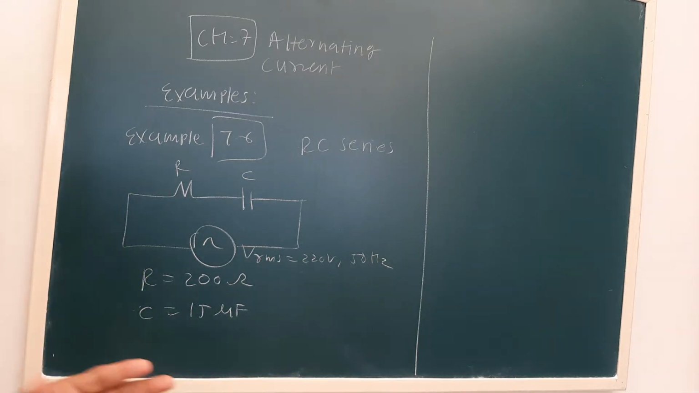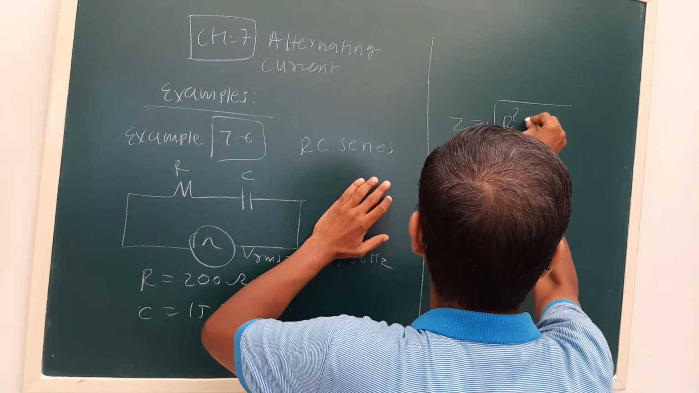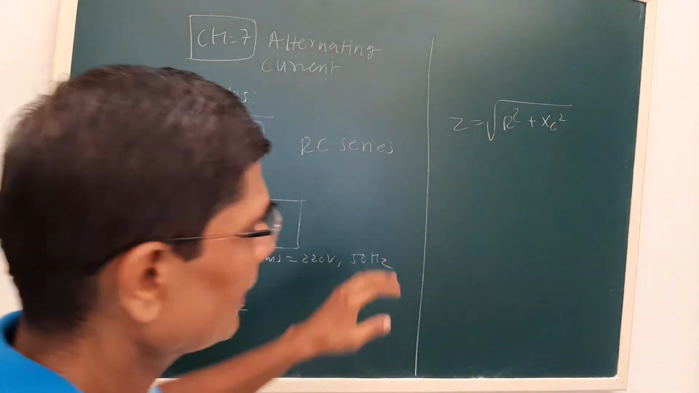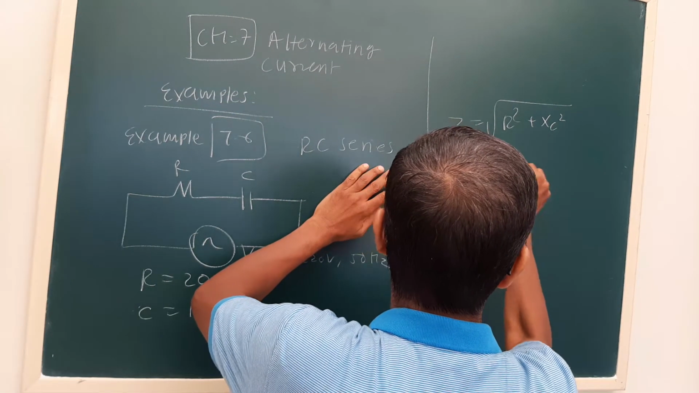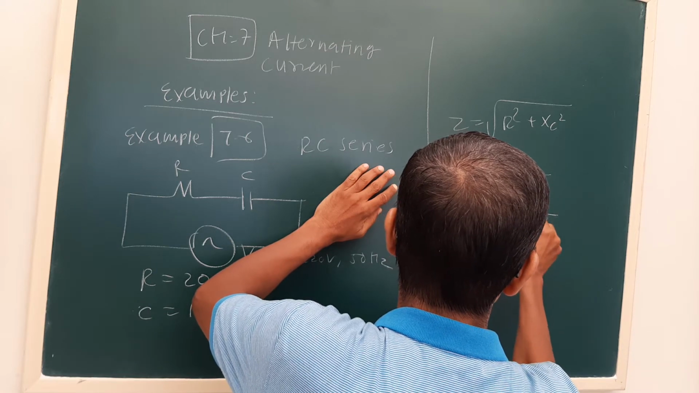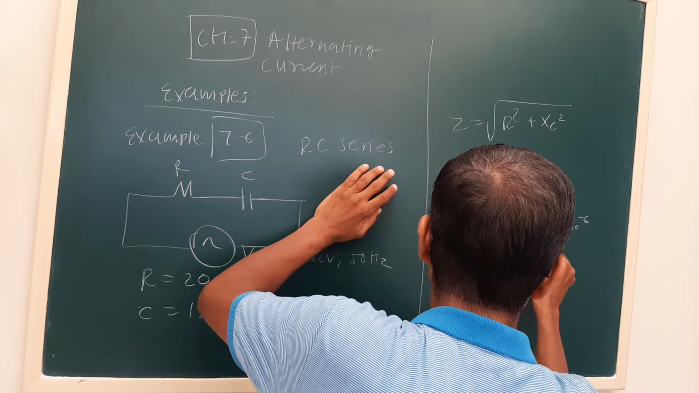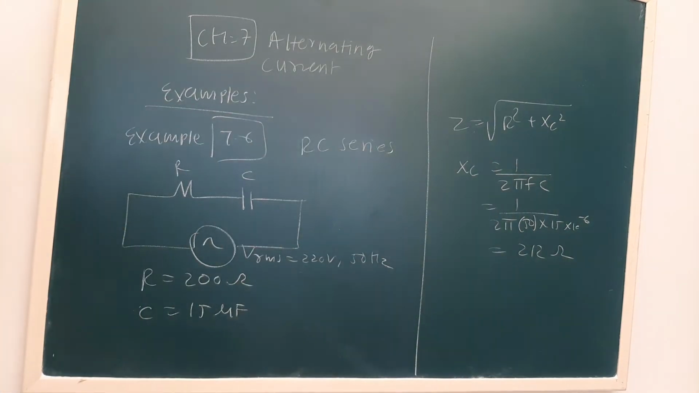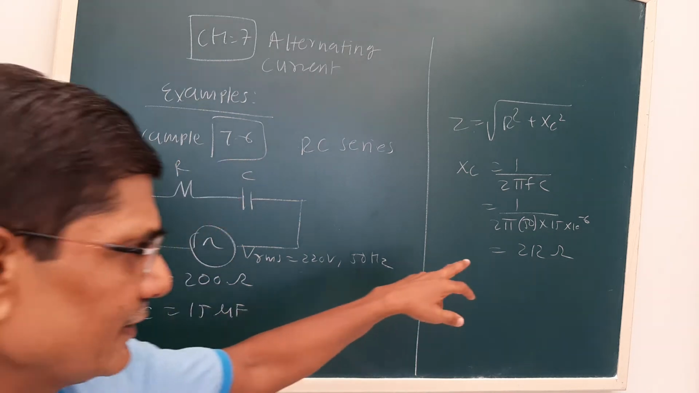Now see, in an RC circuit the impedance is given as Z is equal to under root R square plus XC square. Okay. Now XC is 1 upon 2 pi FC, with F equal to 50. That turns out to be 212 ohm. I think in the previous example only we calculated the capacitive reactance.